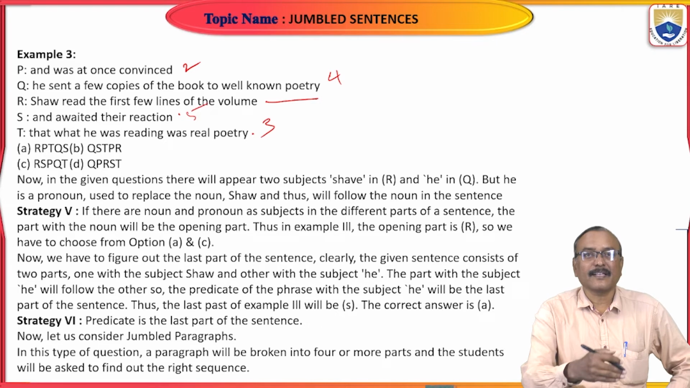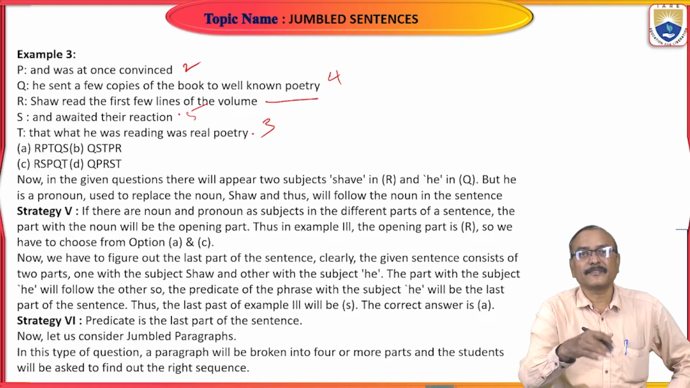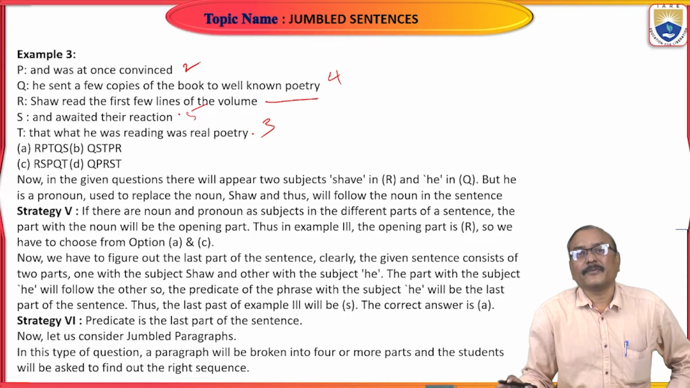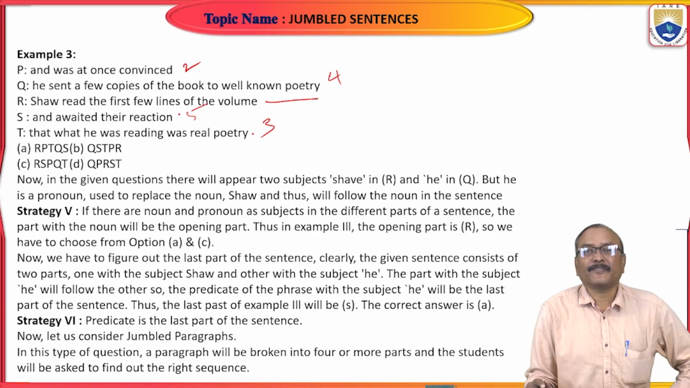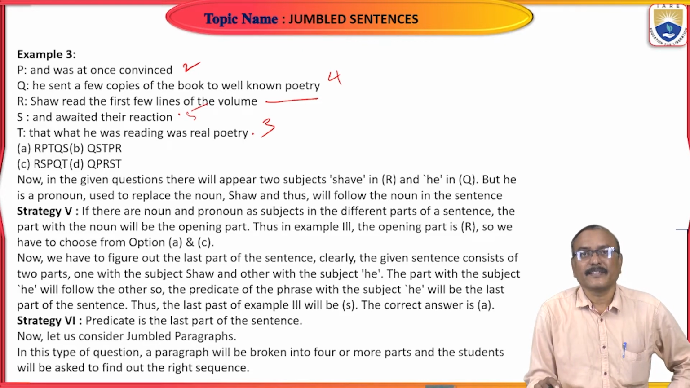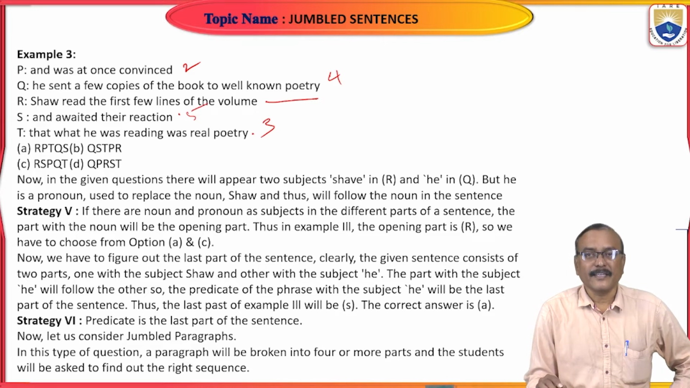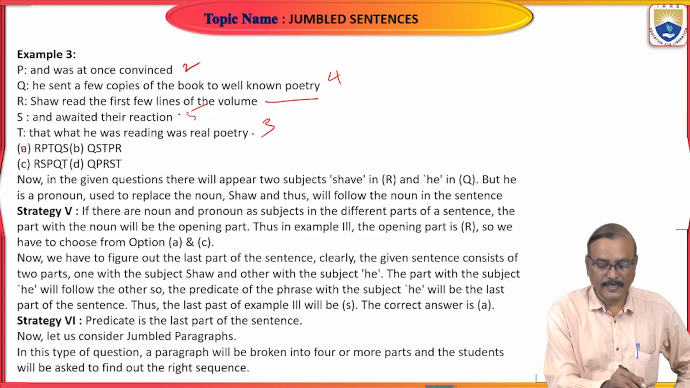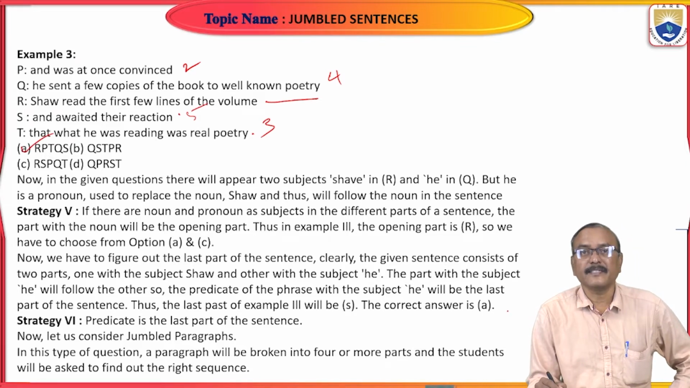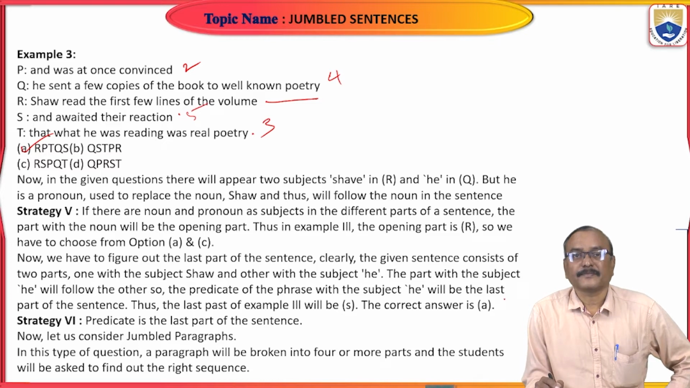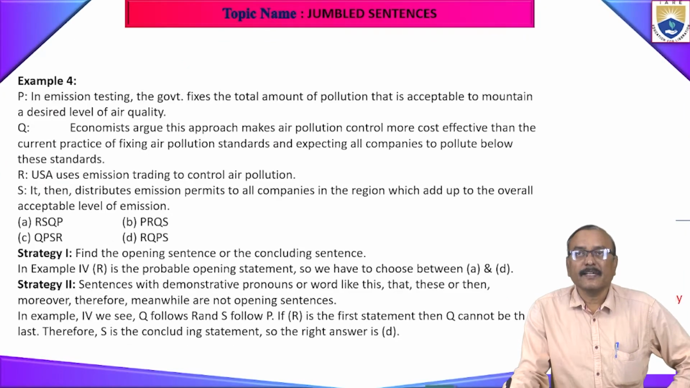Now set all these parts together and read once again to convince yourself. Shah read the first few lines of the volume and was at once convinced that what he was reading was real poetry. Up to here, the first sentence is over. Second sentence: he sent a few copies of the book to well-known poets and awaited their reaction. So the answer is A only. The correct answer is A. Okay? Right. Next.